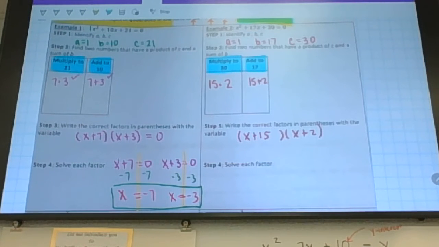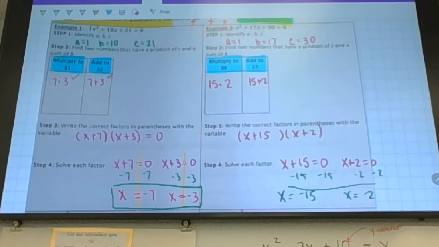So we're going to do x plus 15 equals 0 and x plus 2 equals 0. And the x-intercepts for this archway are -15 and -2. It's a U shape, not an archway.